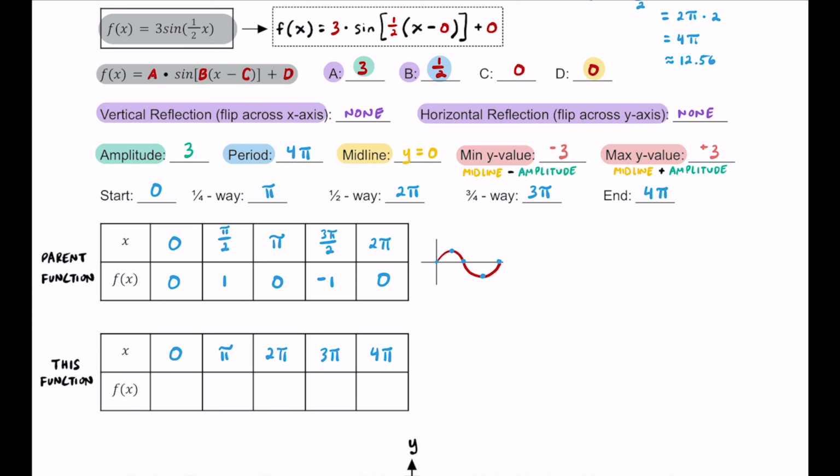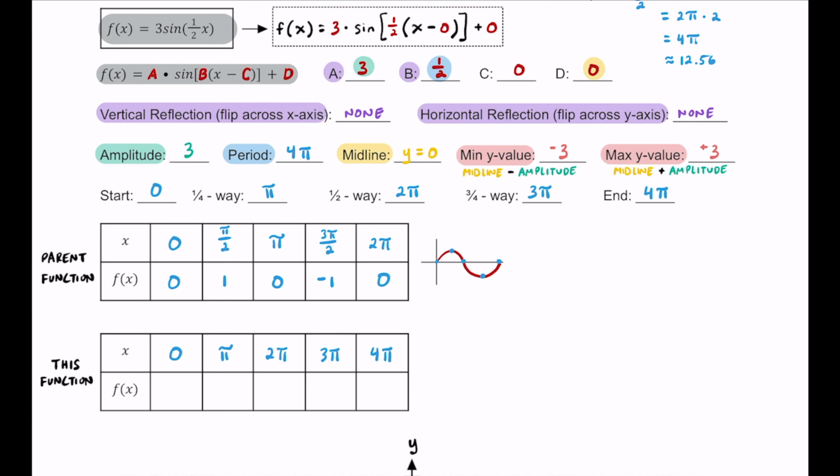Now, what about our f of x value? So these are going to be the y values. Well, typically for the parent function, we know it starts at the origin, then it goes up and then back to the x-axis, then down, then back to the x-axis. But again, we have an amplitude of 3 here, and that's going to be basically multiplying each of these y values over here by 3. So everything's going to move 3 times further, right?